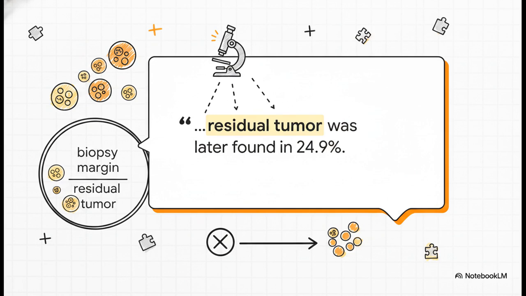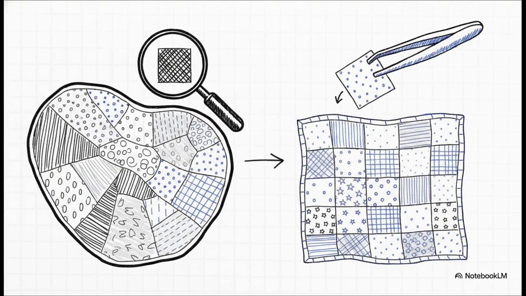This is exactly why a negative margin on a diagnostic biopsy does not guarantee clearance. So why on earth does this happen? Well, it comes down to mixed tumor sampling. You see, biopsies intentionally collect only a part of a lesion just to identify it. But tumors can be heterogeneous, meaning they are mixed. It's kind of like cutting a single square out of a patchwork quilt. That little square might be blue, but it doesn't mean the whole quilt is blue.